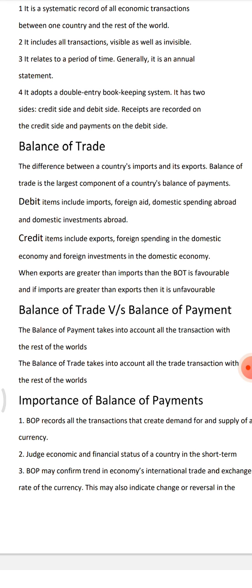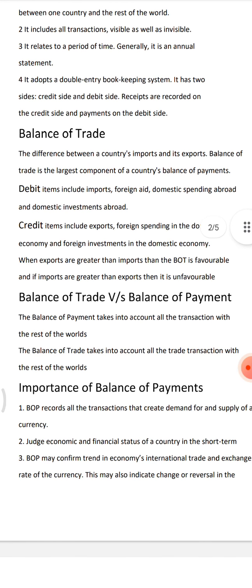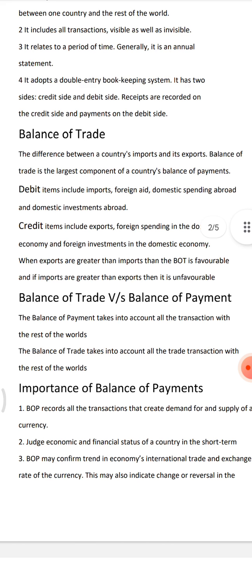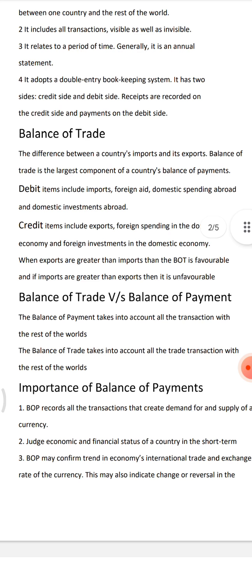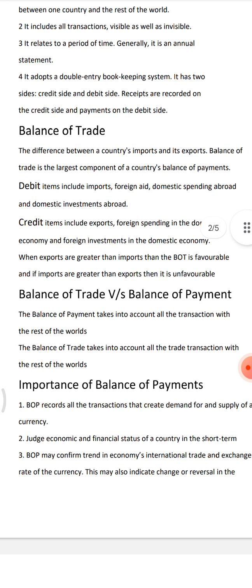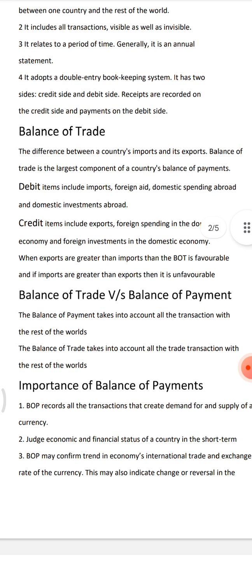In today's topic we are going to learn about the balance of trade. What is balance of trade? It is the difference between the money value of export and import of material goods. This is a country's import and its export, and the difference between both of them is known as balance of trade. It is the largest component of a country's balance of payment, with the most contribution to it.